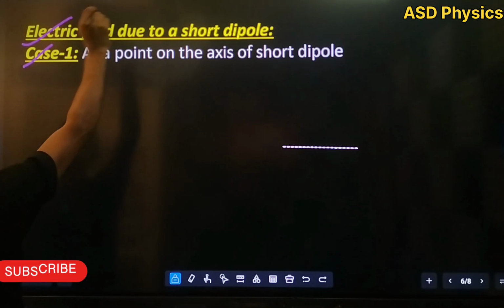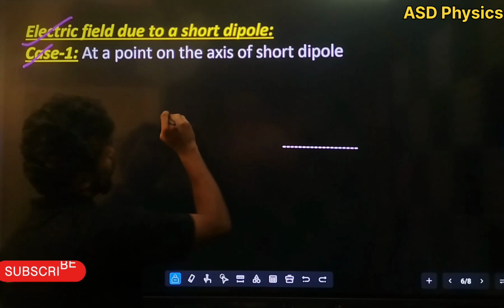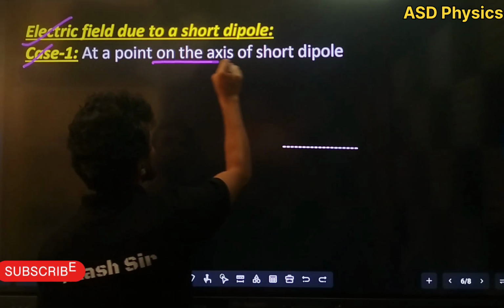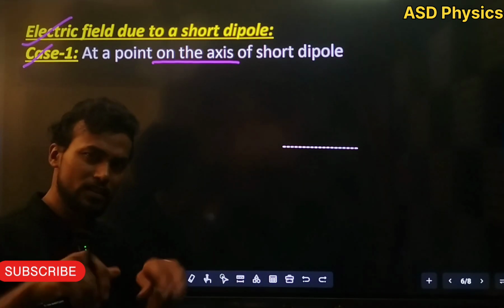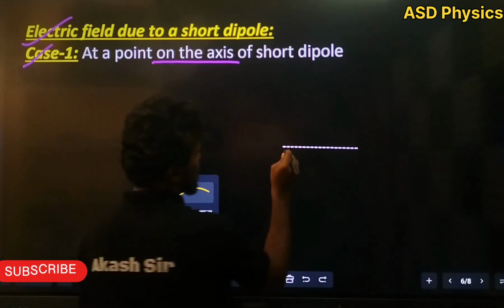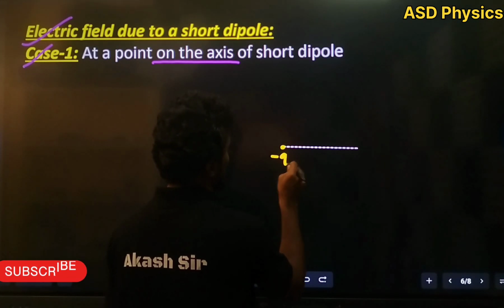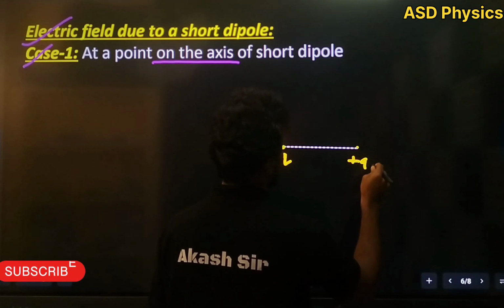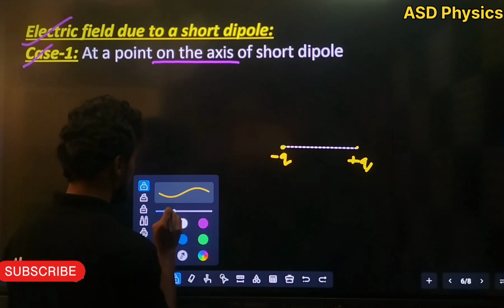So case 1. What is case 1? At a point on the axis of a short dipole. So on the axis for the normal dipole, then we will take it to the short dipole. Here I have taken the charge minus q, and here I have taken the charge plus q. Let's decrease it somewhat.